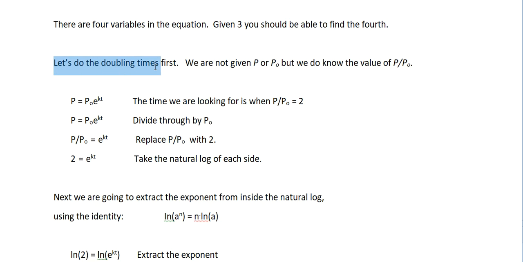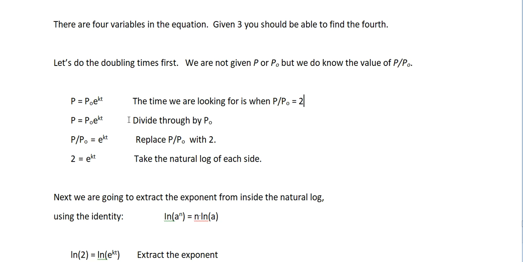Okay, let's figure out what our doubling time is first. That's the time it takes for the initial value, the initial population, the initial principal to double, whatever it is that we're using for P naught, or the P initial. What time does it take for it to double? Okay, we're not given either P or P naught, but we do know the value of the future value over the initial value, because it's the doubling time. P over P naught is equal to 2.